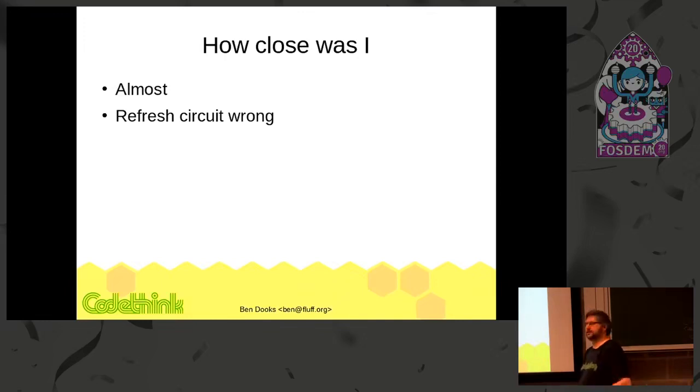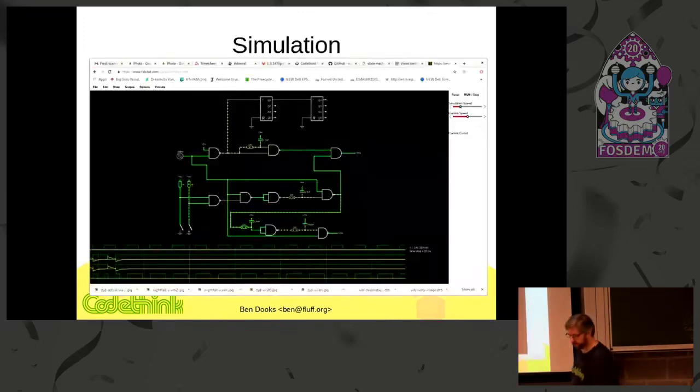I've gone through some of the techniques I did use. Now, I had a thought which would have saved me some time and money in the long term. I could have just simulated this. I was so intent on building a physical implementation that I forgot that simulators exist.